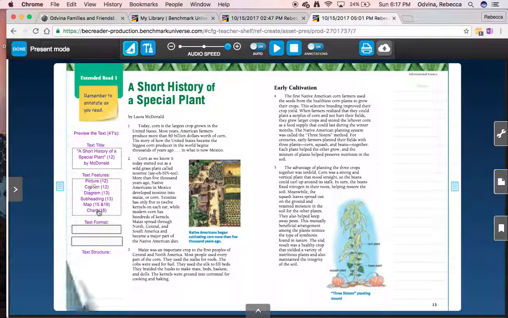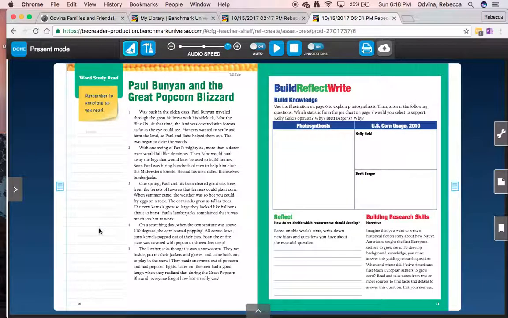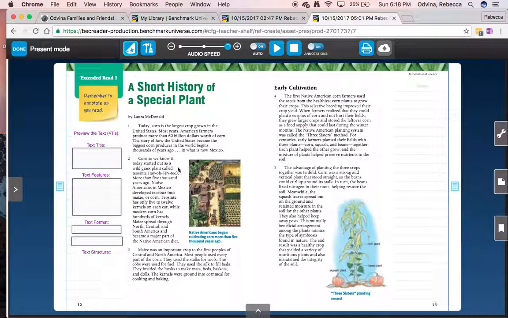This is not all of the text features that you should have been able to find. This is just a short list. I'm hoping that you have more in your book. The text format is an informational article. And the point of view is objective. I didn't see any personal opinions in this, so I'm guessing that this is going to be an objective point of view that's giving me information that I can form my own opinions with.